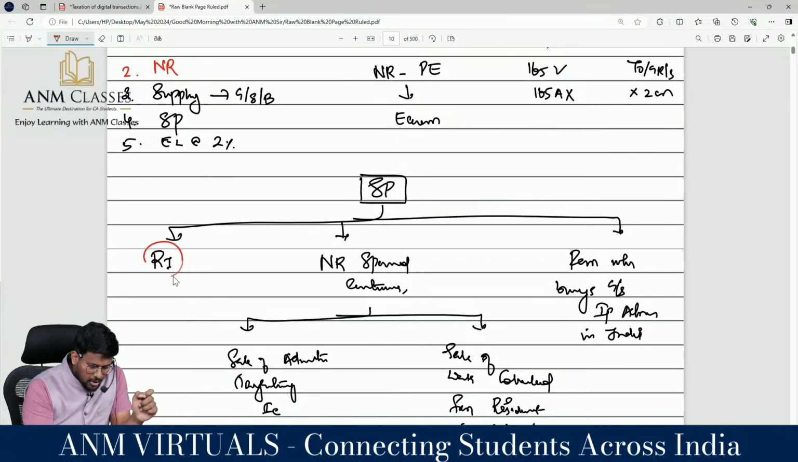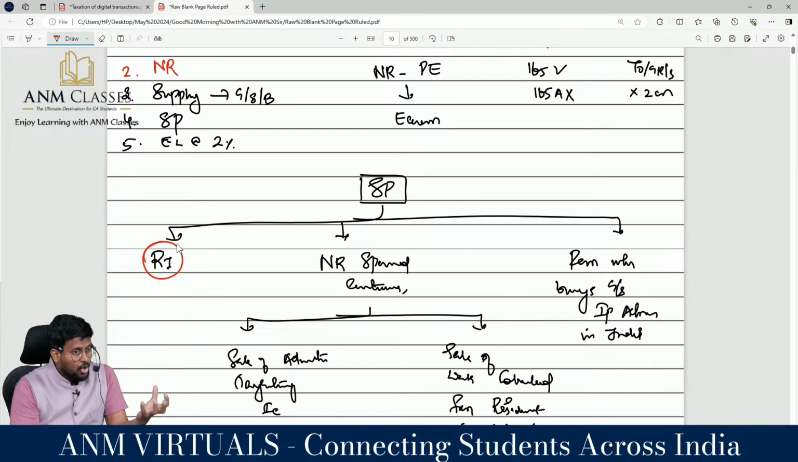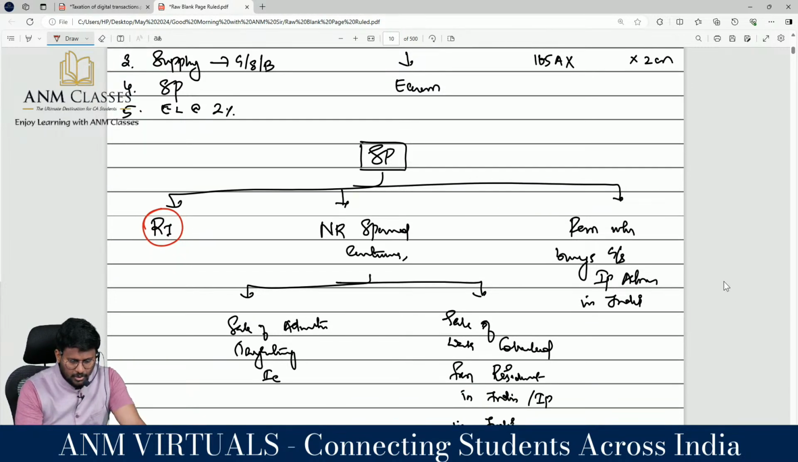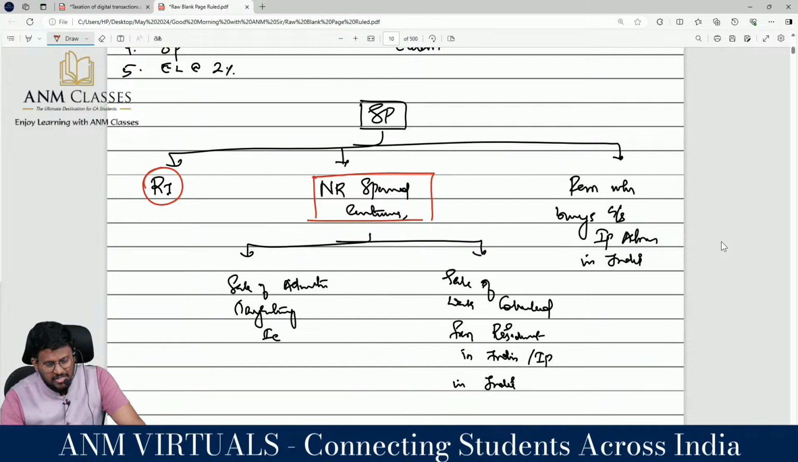Number 1, resident individual, resident in India. Number 2, non-resident who is in specified circumstances. Correct? Third one, IP address: a person who is buying goods or services through an IP address located in India.